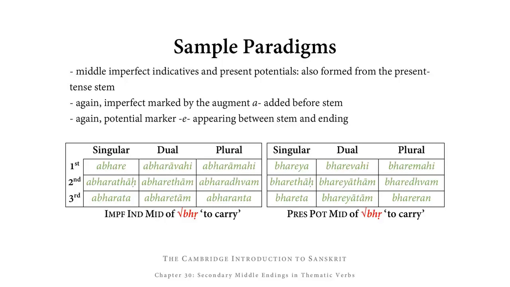So abhare, abharathāḥ, abharata. Then in the dual, abharāvahi, abharethām, abharethām. Notice we have the stem final vowel a lengthened to ā in the first person, so abharāvahi. And then in the plural we have abharāmahi, again with the a being lengthened, abharadhvam and abharanta.